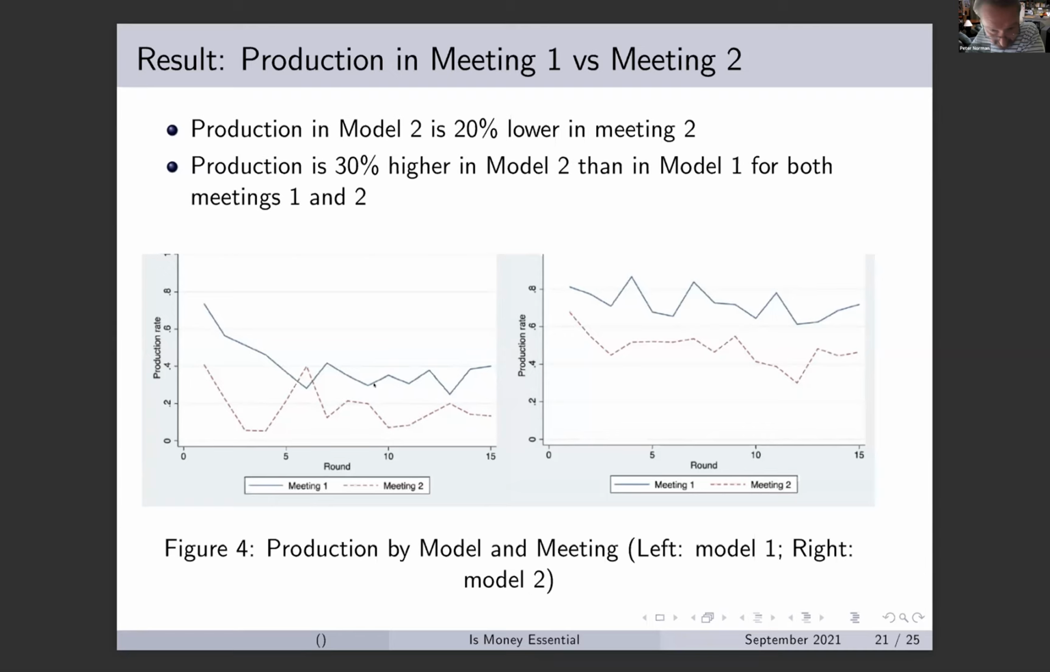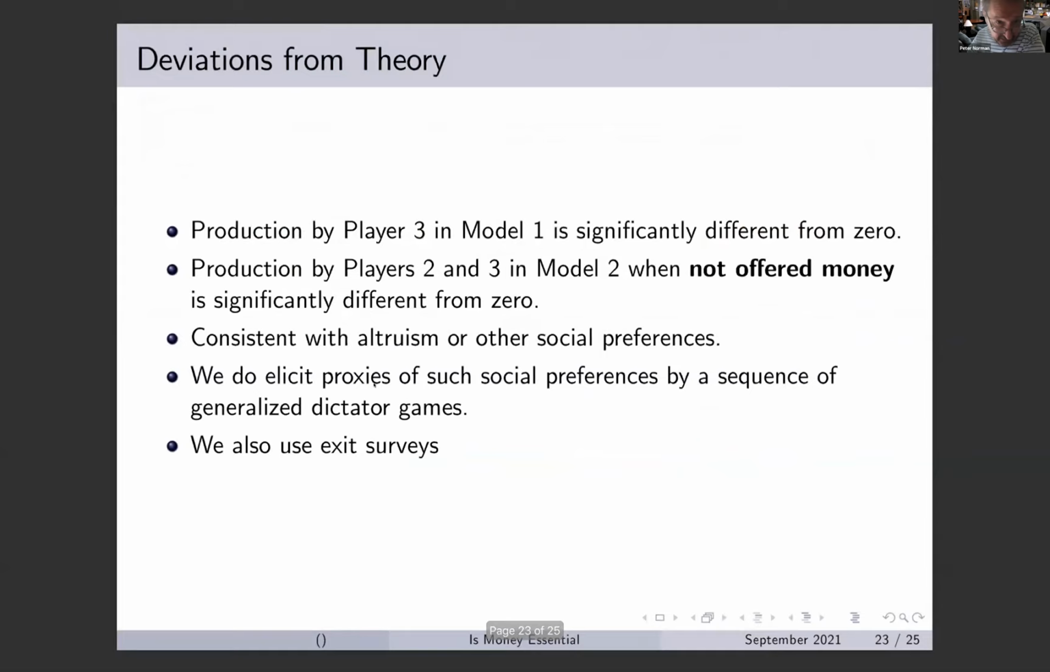And that's the table. Now, very quickly, because I'm basically out of time. We have some deviations from theory. In particular, production by player three in model one seems to be just dumb, right? And also production by players two and three in model two when they're not offered money is significantly different from zero. And when I said it was dumb, well, maybe not. Maybe they have some pro-social preferences, or they could be confused. We look at the social value orientation scores and exit surveys to figure that out.